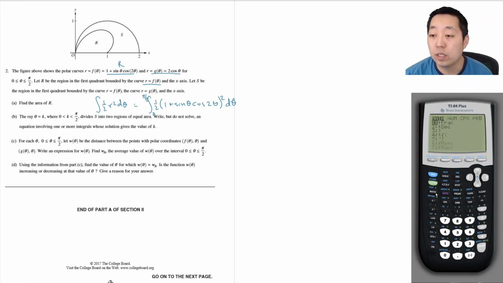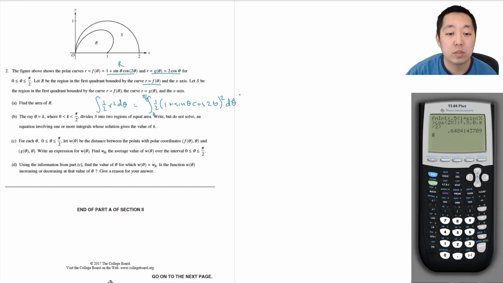Okay, since this is a calculator portion, we can do this integral. So we're going to integrate 0.5 times (1 plus sine x cosine 2x) squared, integrate over x, and go from 0 to pi over 2. So we get this area to be 0.648.